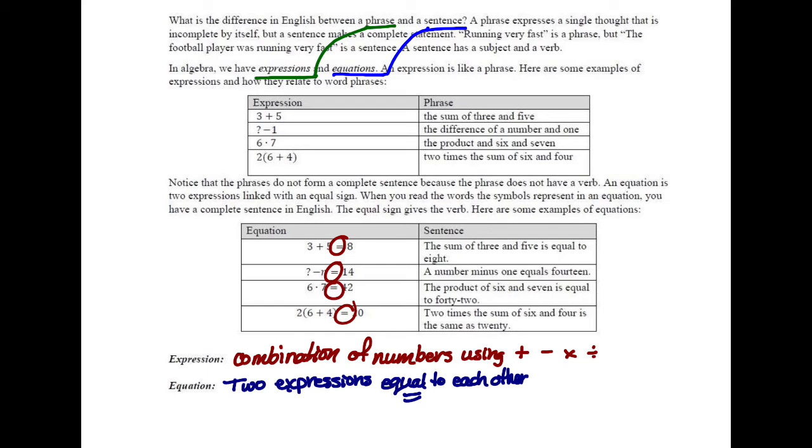Now I said two expressions equal to each other, so let's look back up here. That means 3 plus 5 is an expression, which we know, but 8 is also an expression, and that's true. A single number is an expression. So technically, the definition of expression is a combination of numbers using add, subtract, multiply, and divide, or a single number. But that one's not used as often. It's usually a combination of numbers using add, subtract, multiply, and divide.